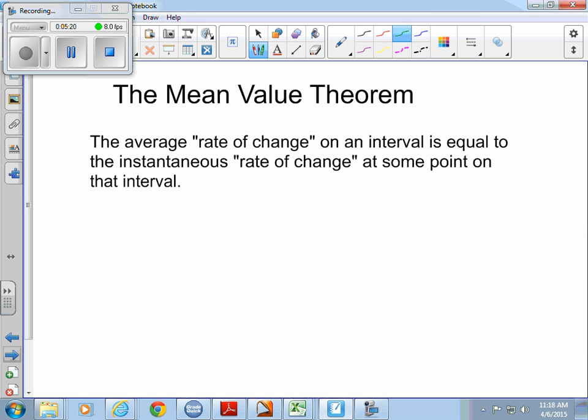Okay, so the mean value theorem in words says the average rate of change on an interval is equal to the instantaneous rate of change at some point on that interval. Of course, for this to hold true, the function has to be continuous and differentiable. This is the words to the mean value theorem.